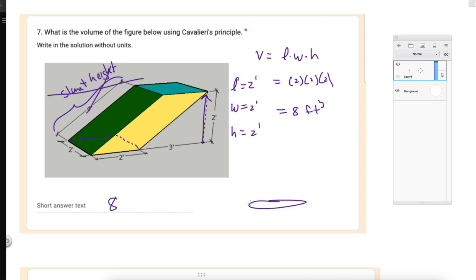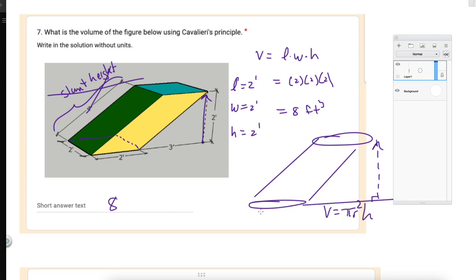Okay, we would do the same thing if we had an oblique prism. The volume would be pi r squared h, and the height is this vertical height, which makes a right angle with this plane that our footprint is on.